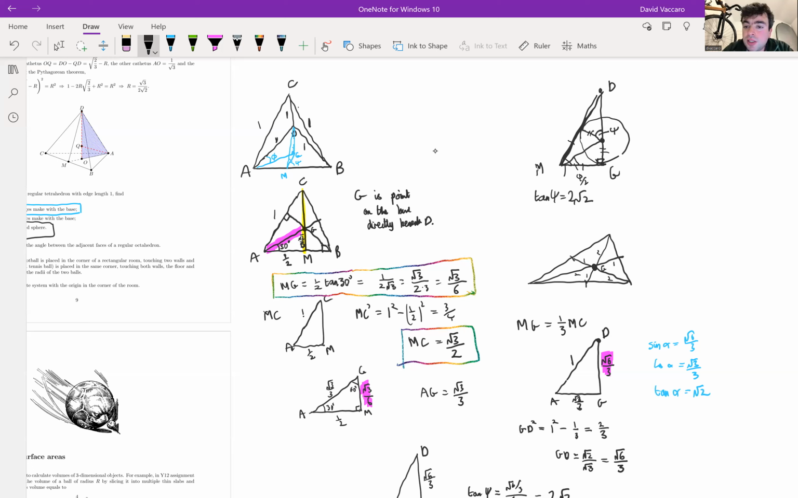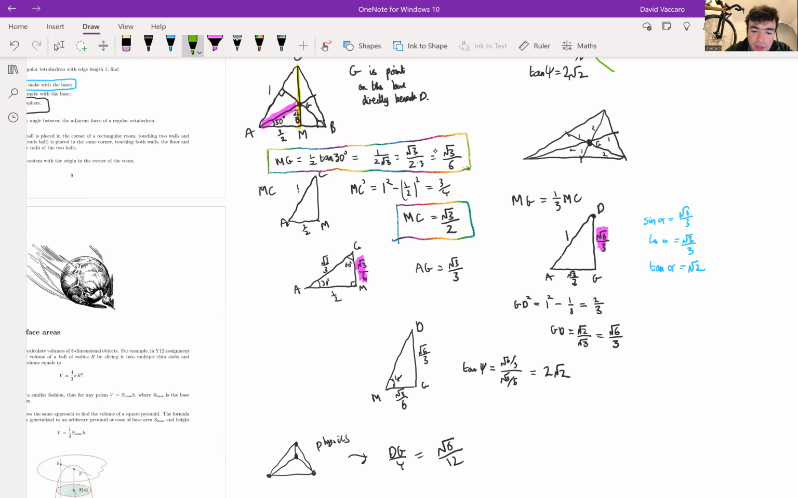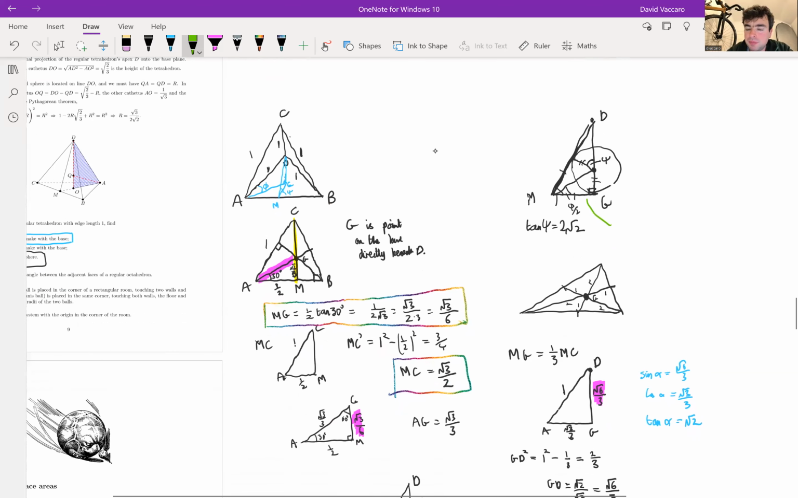Right, we know the distance MG. We found that MG was √3/6. So we know that this distance MG is the same as this distance, because both of those are the distance to the point of contact of a circle. So this distance here is also √3/6.